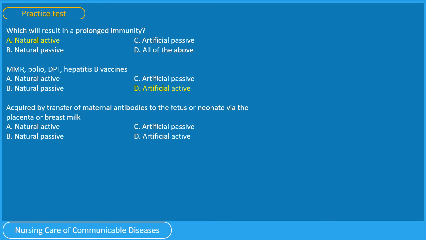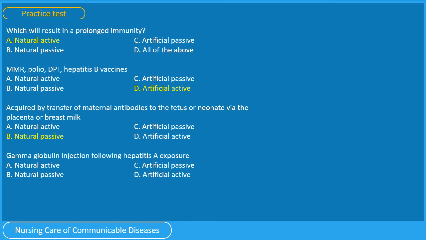Which immunity is acquired by transfer of maternal antibodies to the fetus or neonate via the placenta or breast milk? A. Natural active, B. Natural passive, C. Artificial passive, or D. Artificial active. You have 5 seconds. If you answered B. Natural passive, you are correct.